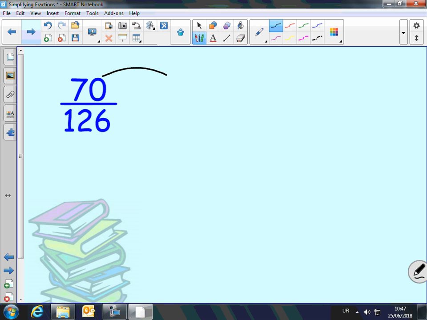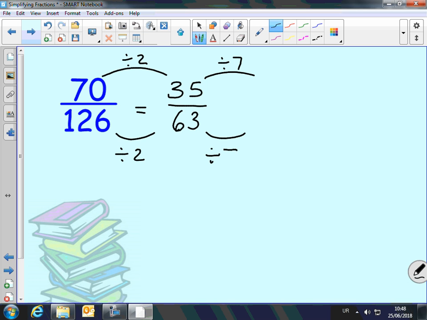And the last question you had was 70 over 126. Again, they're both even numbers, so we can divide by 2. 70 divided by 2 is 35, over 126 divided by 2 is 63. Both those numbers are in the 7 times table, which means we can definitely divide numerator and denominator by 7. 35 divided by 7 is 5, over 63 divided by 7 is 9. So your final answer you should have got is 5/9.